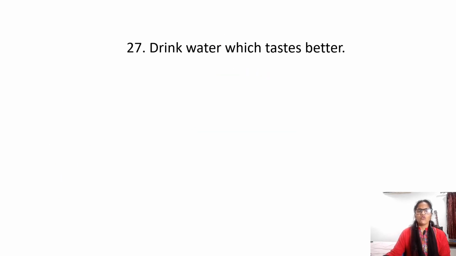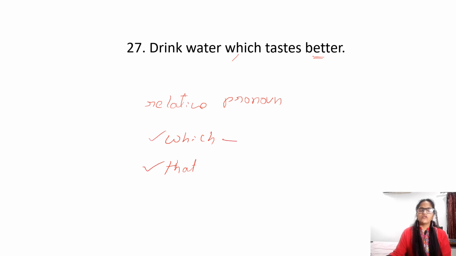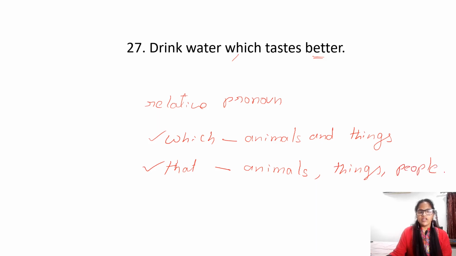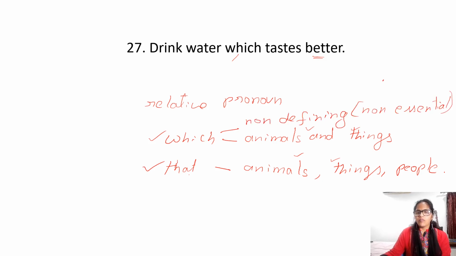Next question, drink water which tastes better. Now, which is a relative pronoun. Now we have which and that. Generally we are confused whether to use which or that. Which is used for animals and things only, whereas that is used for animals, things and also people. Which and that both can be used for animals and things, right? Now which one to use in what case? We use which when the clause is non-defining. When there is a comma, we have to use which. That is used with a defining or essential clause.